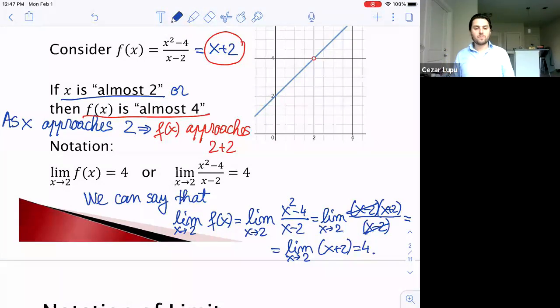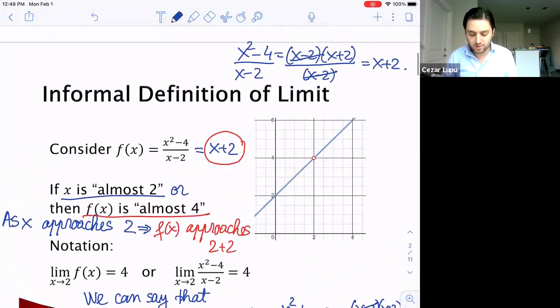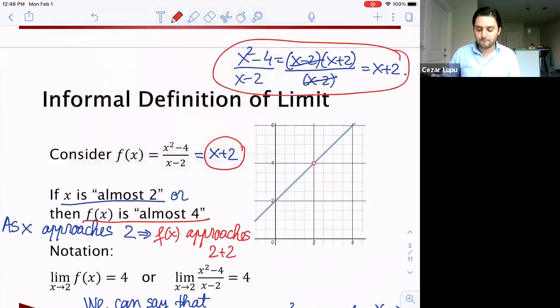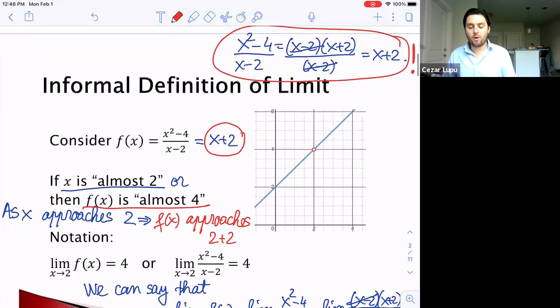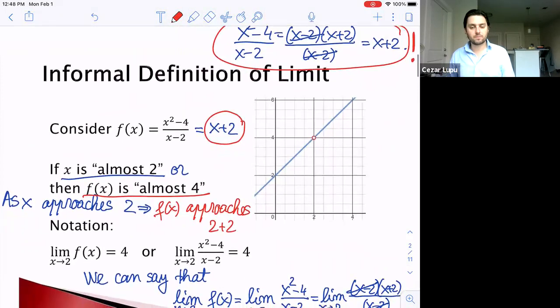And that's the answer. You see, the essential role was played by this factorization here. It was crucial for us. This one here was crucial for our limit. And now let me explain one thing. Before we even employ this factorization, I want to ask you one thing.